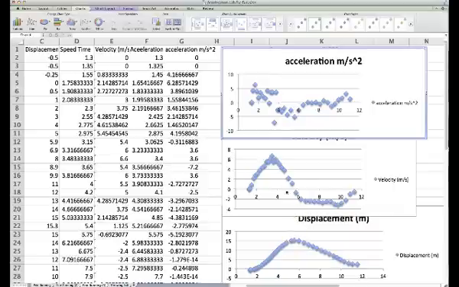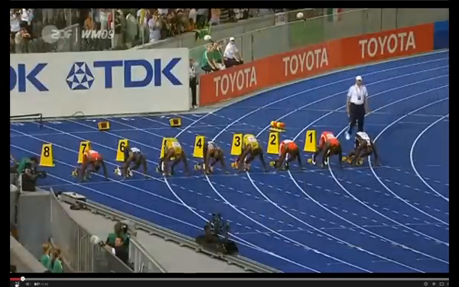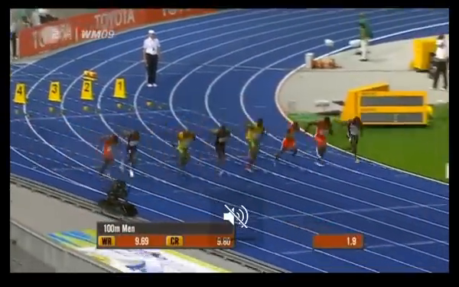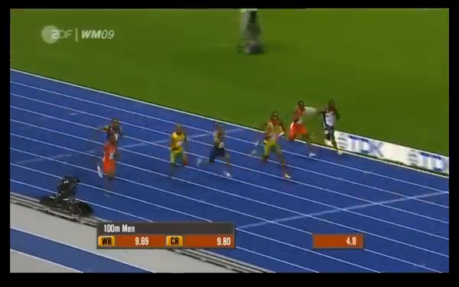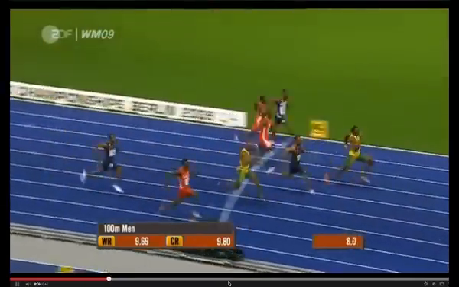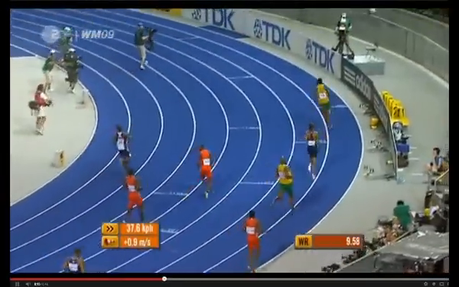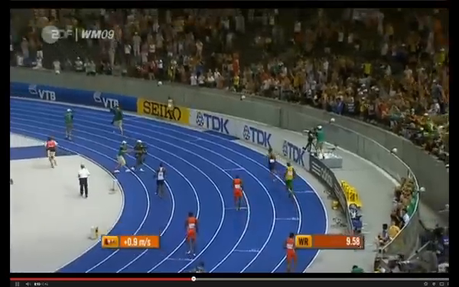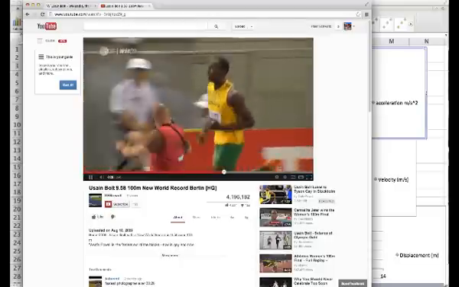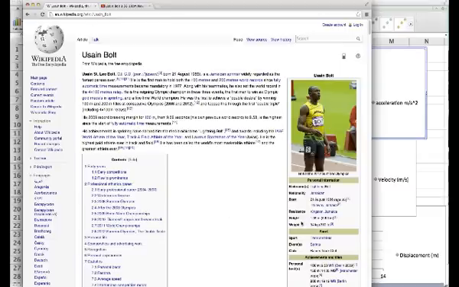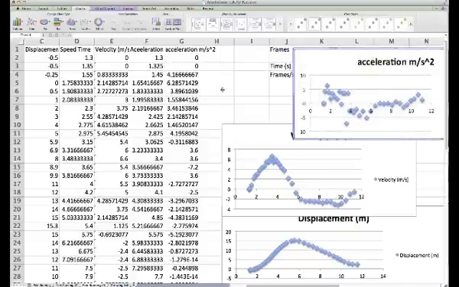So let's go back to my athletic prowess, my 6 meters per second. I'm very proud of that. But we remember that other athlete, who's a little bit faster than me, Usain Bolt, winning the 100-meter dash in 2009 with a time of, look at the time, 9.58 seconds. So I'm curious about Usain Bolt. I can look him up on Wikipedia and see that this was his fastest time, 9.58 seconds in 2009. So how does he compare to me?